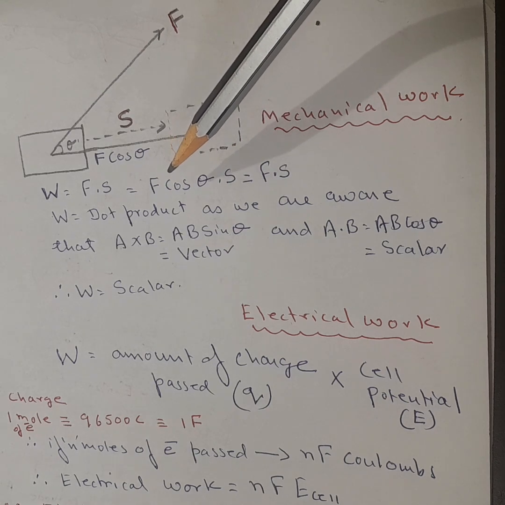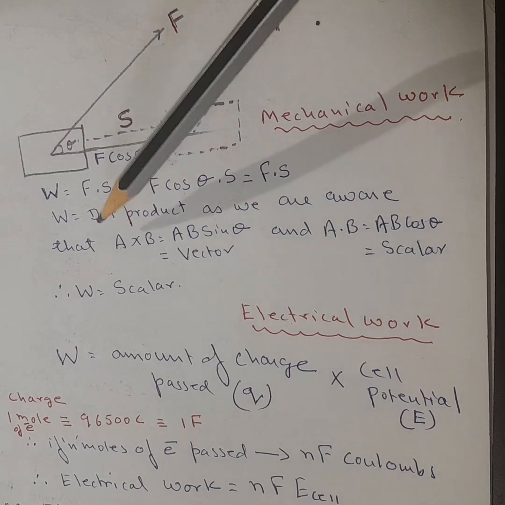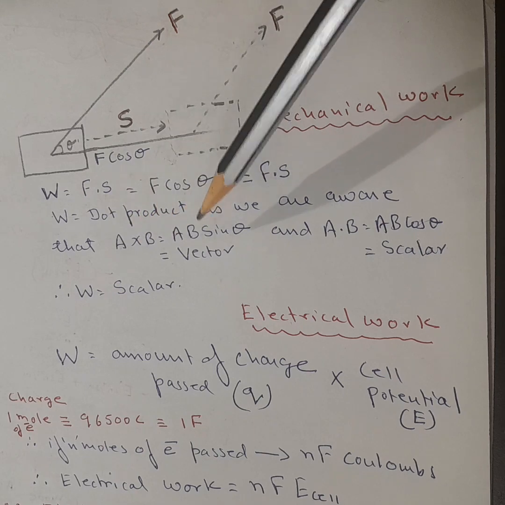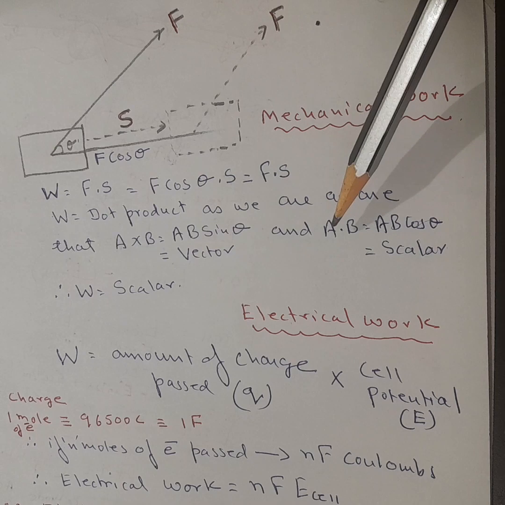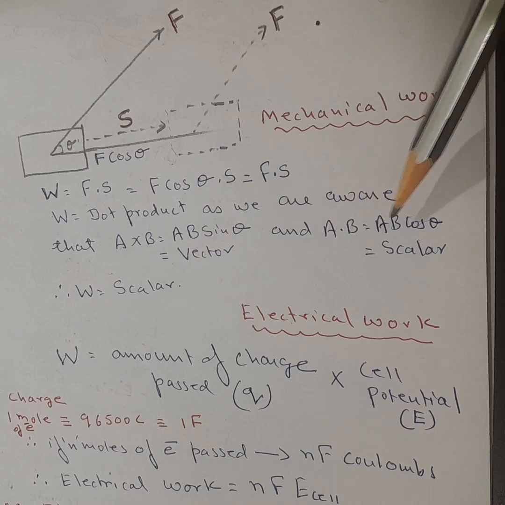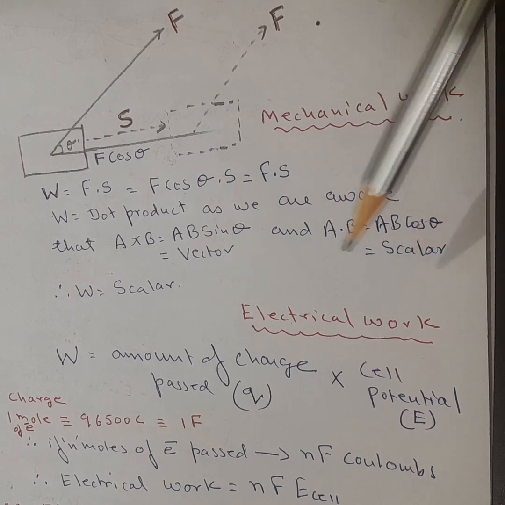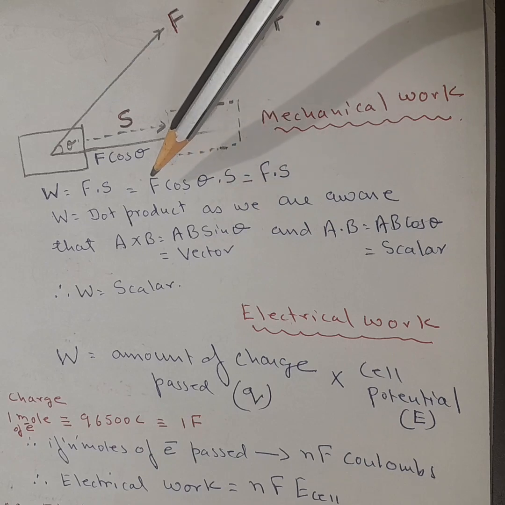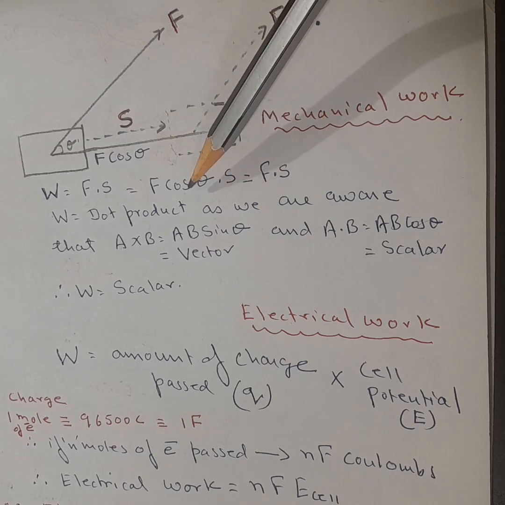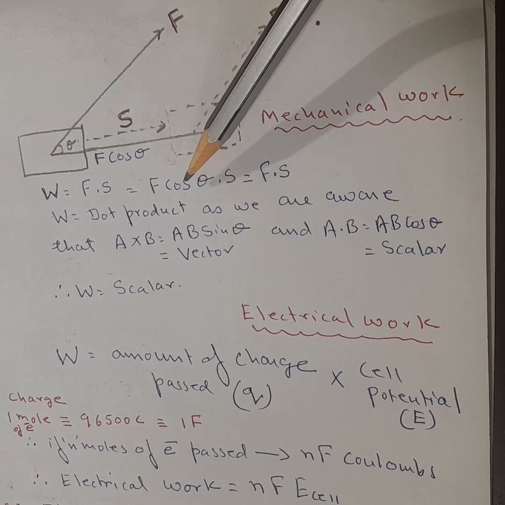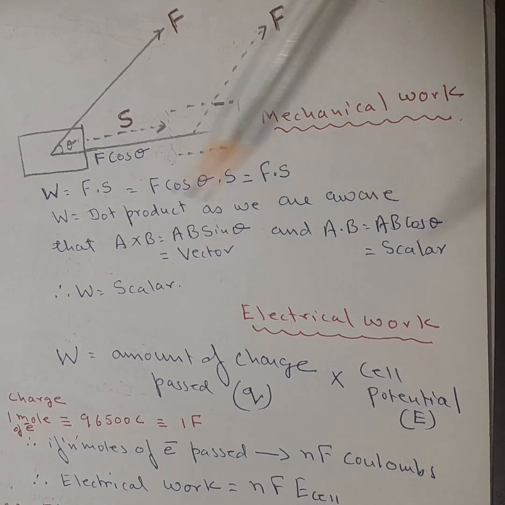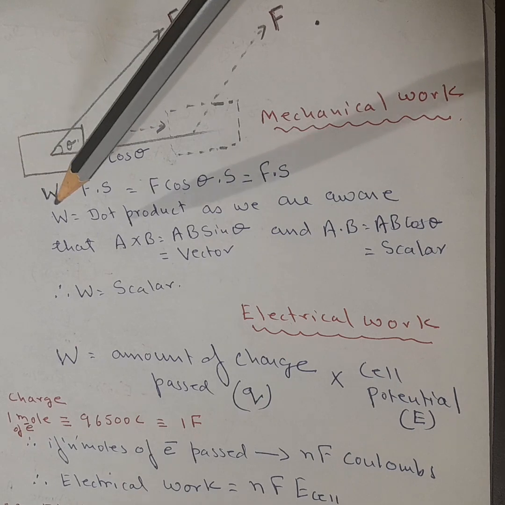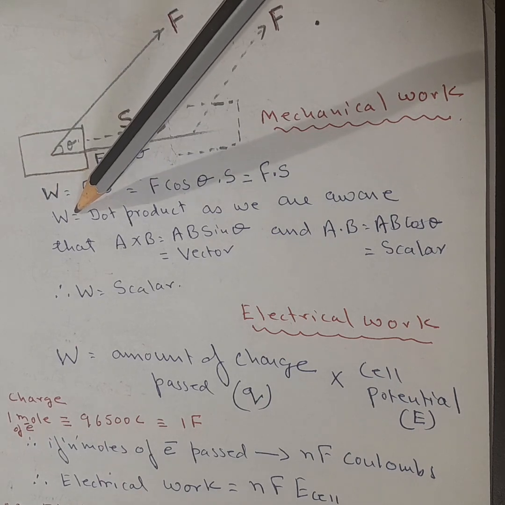We know dot products and cross products. Now we know that A cross B is equal to AB sin theta, which is a vector. And at the same time, we also know A dot B is equal to AB cos theta, which is a scalar. Now here what we get is Fs cos theta. Now if it is cos theta, that itself means that it's a scalar quantity too. So from this we get an idea that work is a scalar quantity.